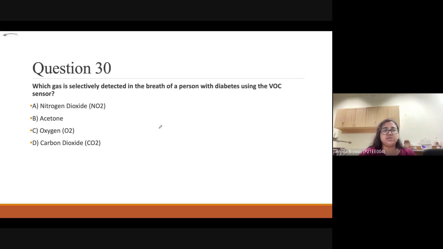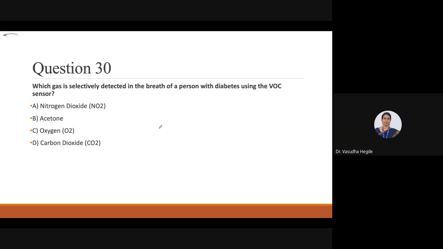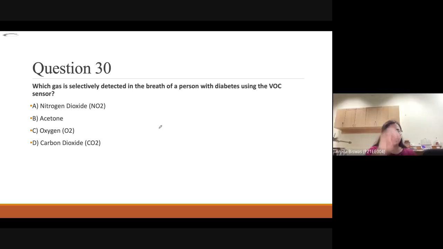So this is question number 30. Which gas is selectively detected in the breath of a person with diabetes using VOC sensors? First is nitrogen dioxide, second is acetone, third is oxygen, and D is carbon dioxide. NOx, no; acetone. Yes, acetone.